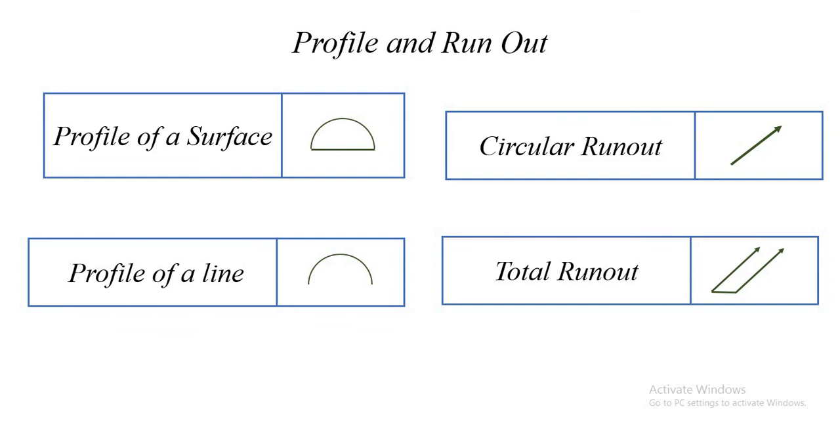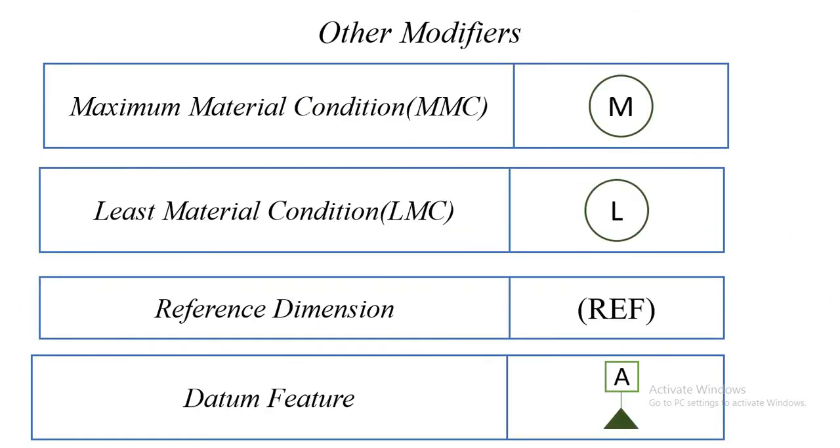Here we have been constantly referring to the word datum. So what is datum? Datum is a theoretical exact point used as a reference for tabular dimensioning.